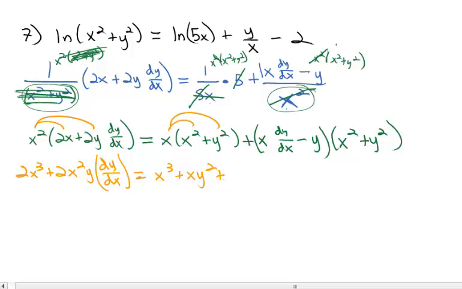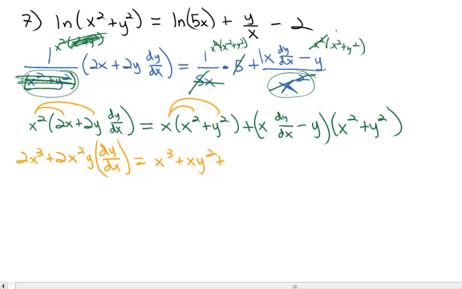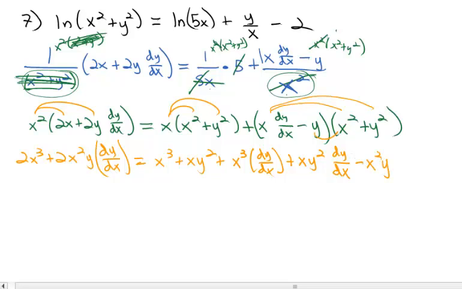Plus, we've got to do some FOILing here. So we distribute the x through. We get x cubed dy dx. Continuing to distribute the x dy dx gives us plus xy squared dy dx, minus x squared y, minus y cubed. And now we're ready to start solving.